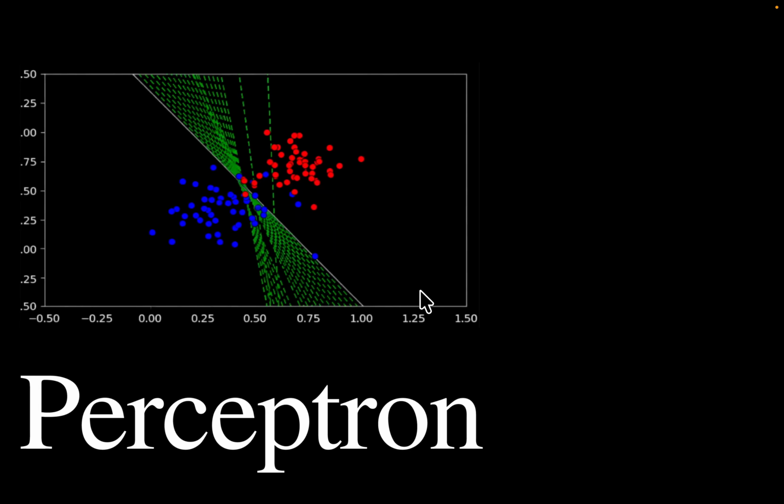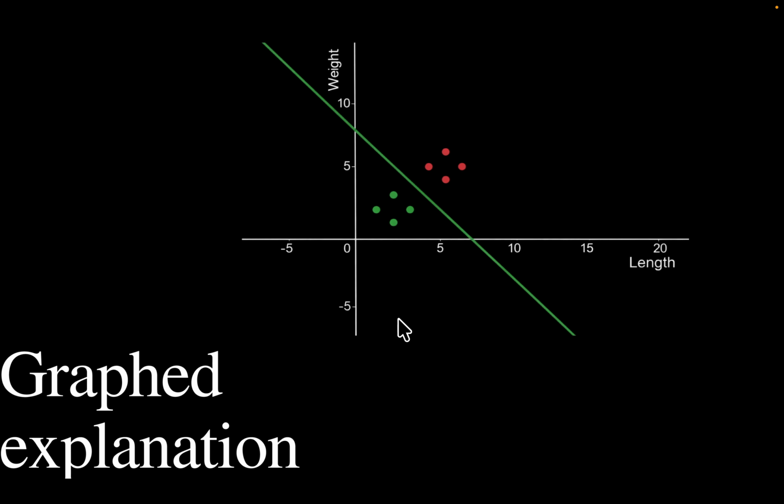Hi everyone, today we're going to be talking about a very easy algorithm. It's called the perceptron algorithm, and it works as easy as it is intended. Let's say we have two binary classes. Let's also say that they have two different features, weight and length. Let's graph them. As you may see, the first red class is here, the second green class is here.